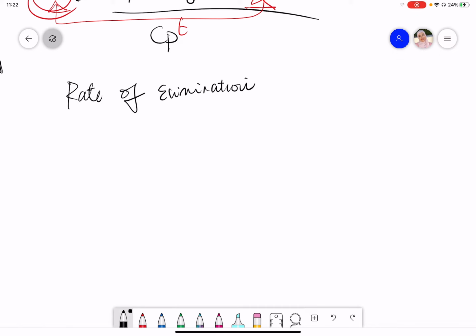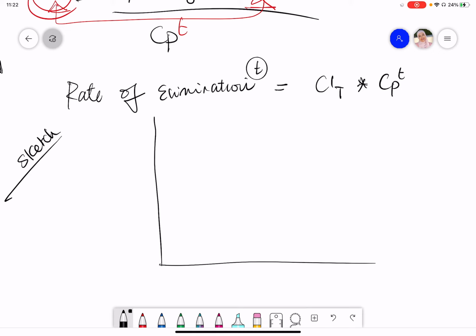Rate of elimination at a certain time equals total clearance multiplied by concentration at that time. I want to sketch this relationship, and again, we are still under linear kinetics. The rate of elimination, we will write as capital E, just to differentiate it from excretion. So this is elimination versus concentration at a certain time.